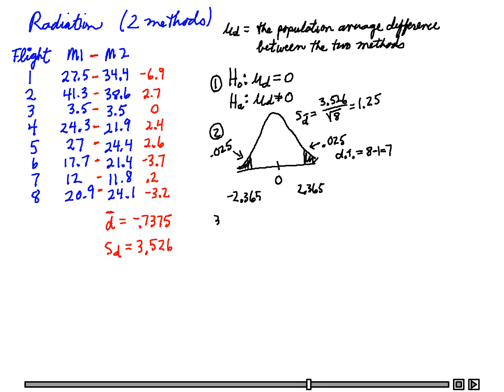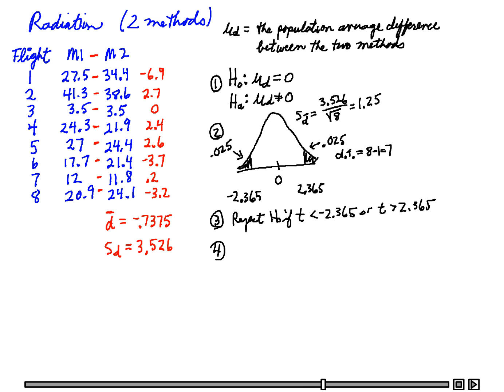Okay, step 3. Let's write a rejection rule. I'm going to reject H sub 0 if t is less than negative 2.365 or t is greater than 2.365, positive 2.365.